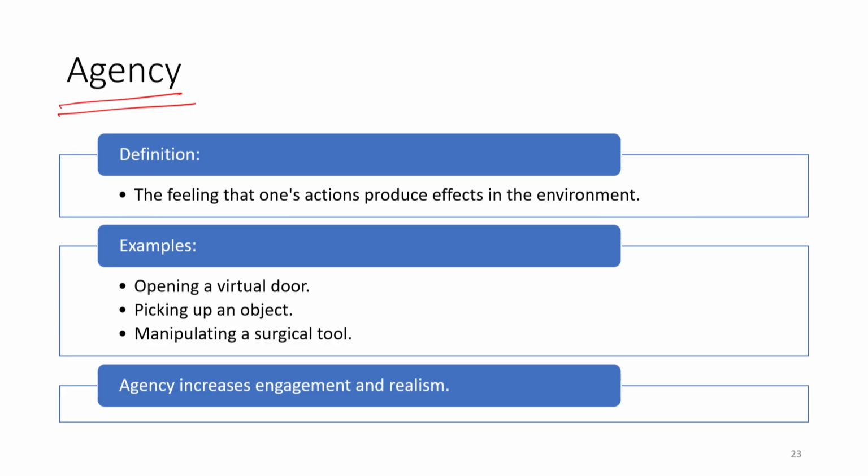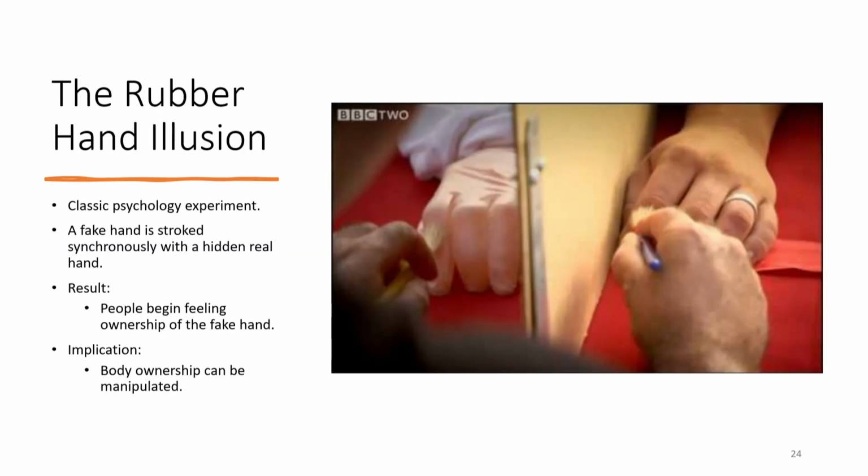For instance, you may be able to open a virtual door, or pick up an object, or manipulate a surgical tool. That gives you a sense of agency. If you are able to provide this kind of agency in your virtual reality or augmented reality app, it increases your engagement in the app and it increases the realism as well.